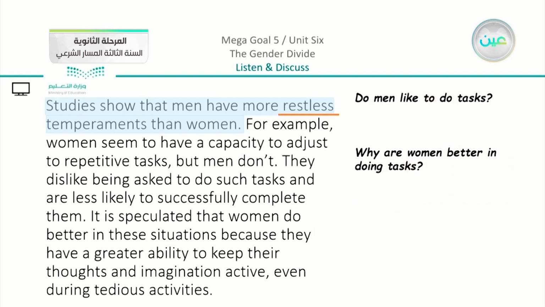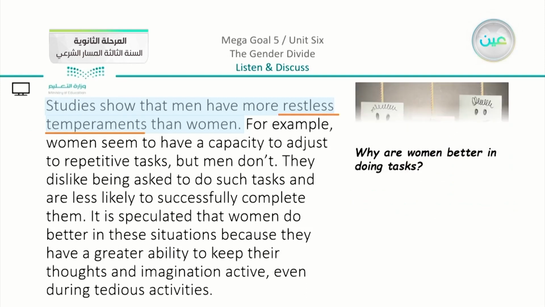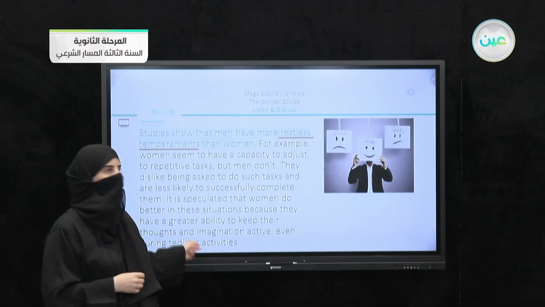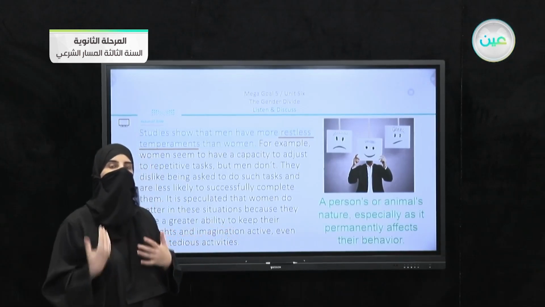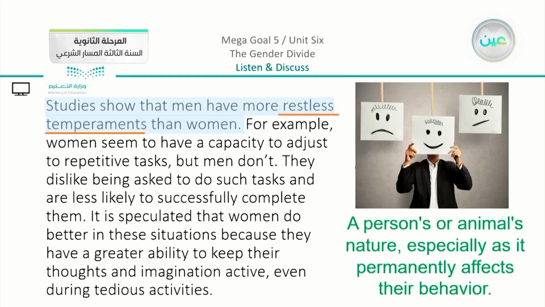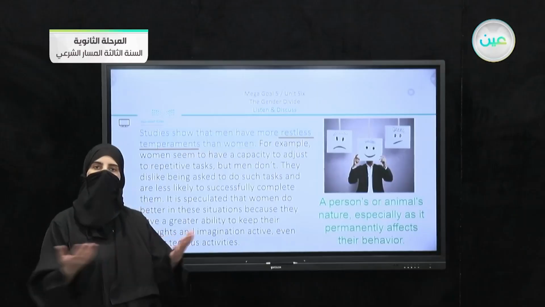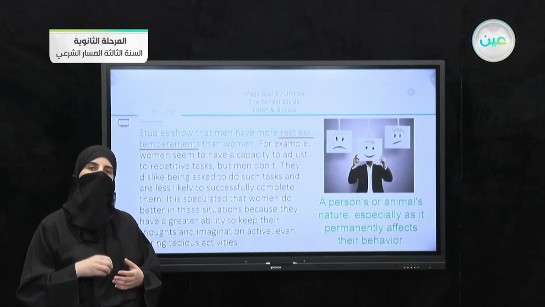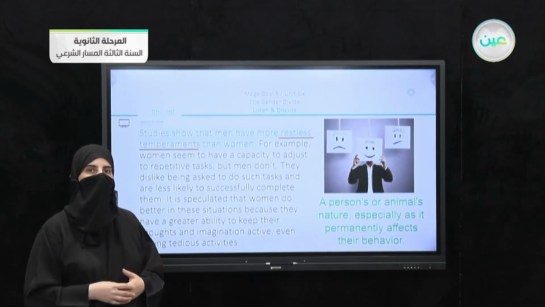Also, we have the other word, which is temperaments. Now here, when we said that there are different moods, actually, these are different temperaments. Now, these different temperaments mean that we have different types of nature. A person's or an animal's nature, especially as it permanently affects their behavior. So each person has a special nature, which affects his or her way of behavior in general. And we can say also that this word can be used with animals.